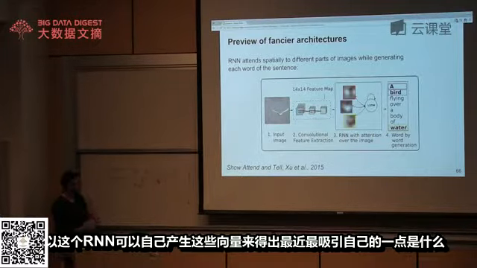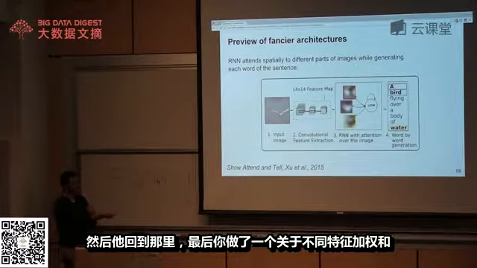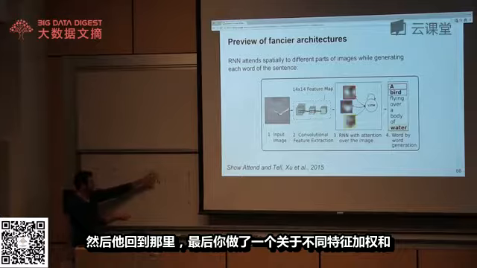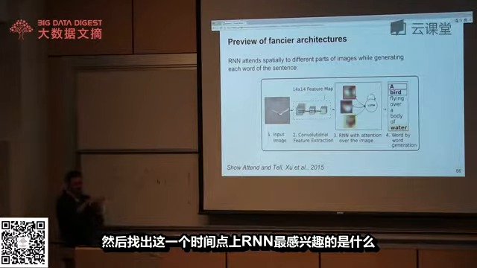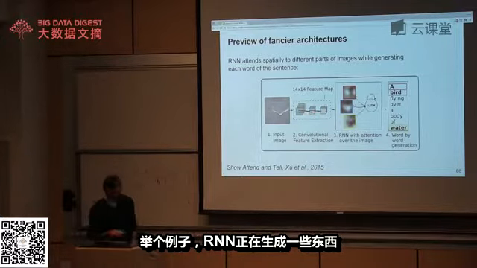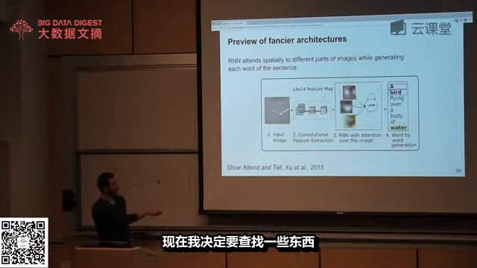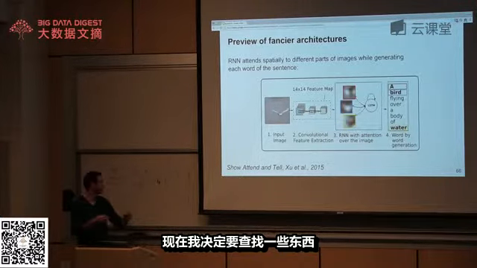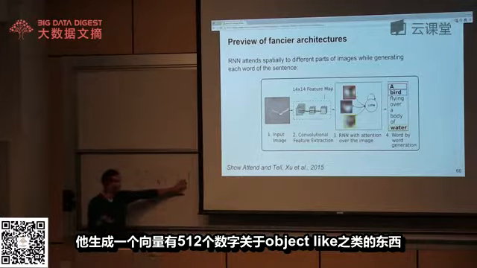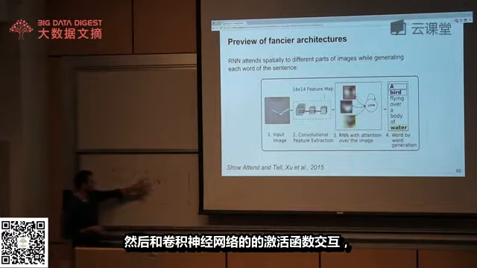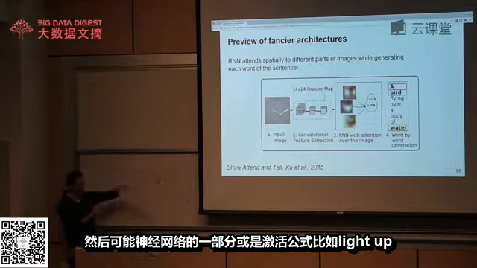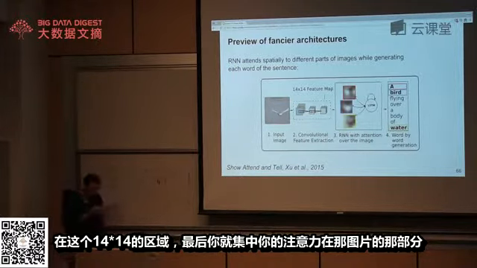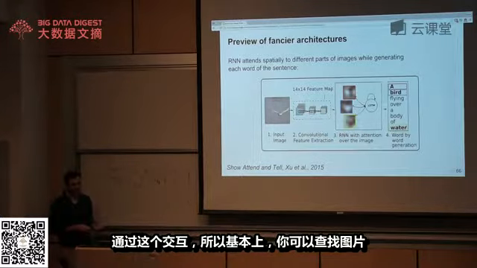And so this RNN can basically emit these vectors of what it thinks is currently interesting for it. And you end up doing a weighted sum of different kinds of features that the LSTM, or the RNN, wants to look at at this point in time. For example, the RNN is generating stuff, and it might decide, OK, I'd like to look for something object-like now. It emits a vector of 512 numbers of object-like stuff. It interacts with the ConvNet activation volume, and maybe some of the object-like regions of that activation volume light up in the saliency map in this 14 by 14 array. And then you just end up focusing your attention on that part of the image through this interaction.